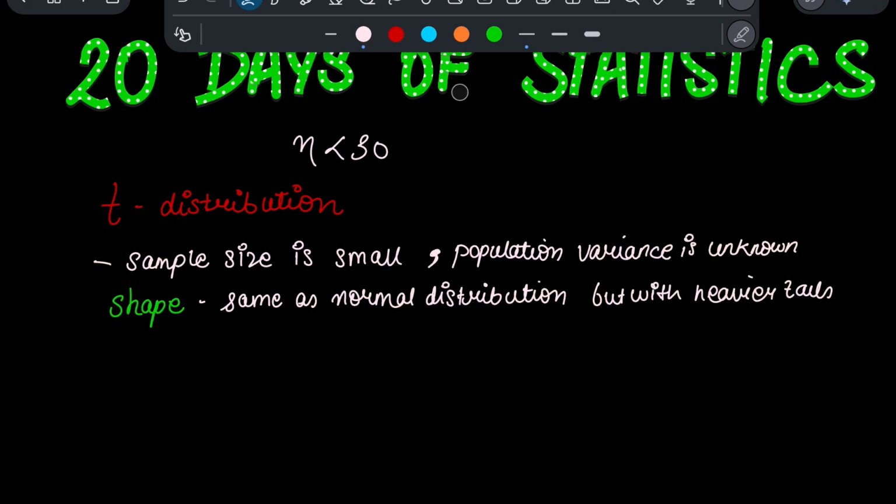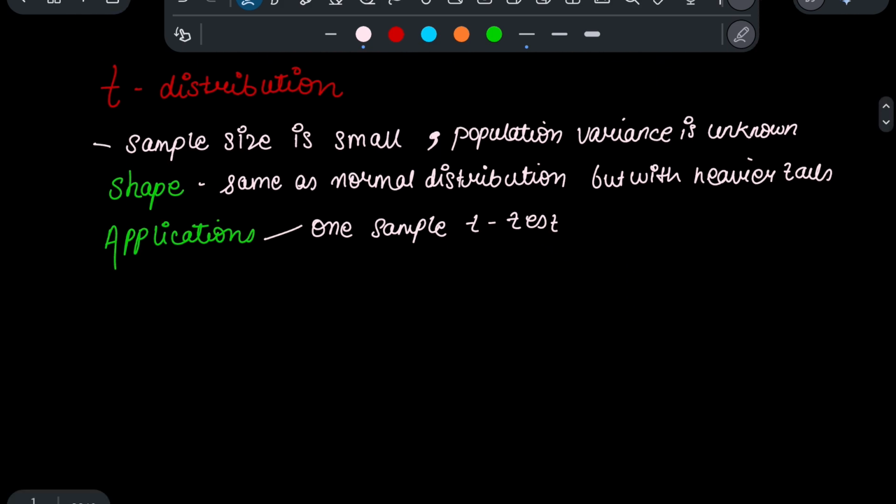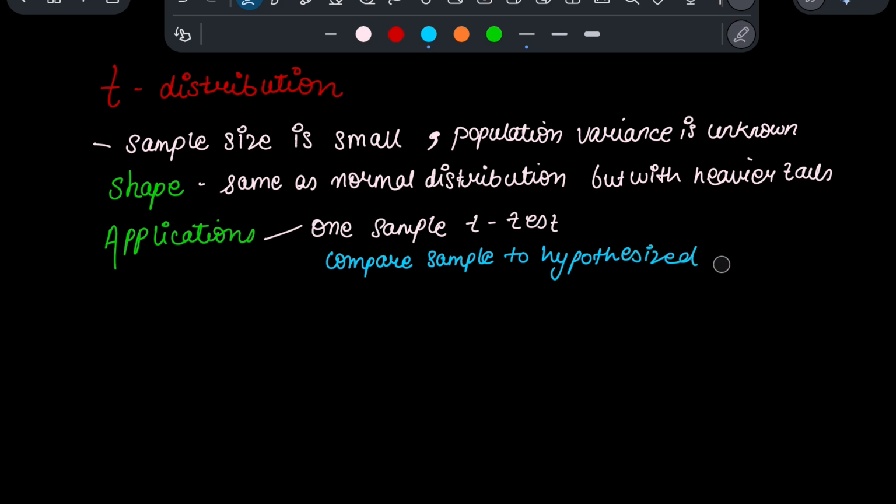Talking about the applications of the t distribution, its first application is the one sample t test, in which you compare the sample mean to the hypothesized population mean. In this, we compare the sample to the hypothesized population mean.